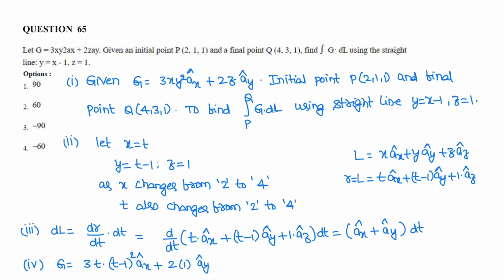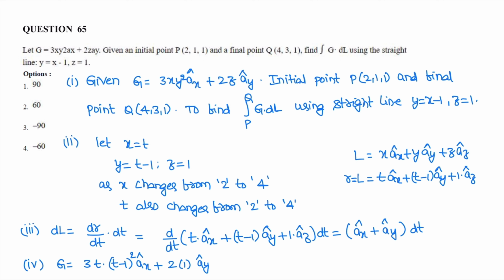Given vector G is 3xy square ax cap plus 2z ay cap, and the initial point P is (2,1,1), that is xyz is 2, 1, 1, and the final point is (4,3,1). We need to find the integral of G bar dot dl bar using the straight line y equals x minus 1 and z equals 1.